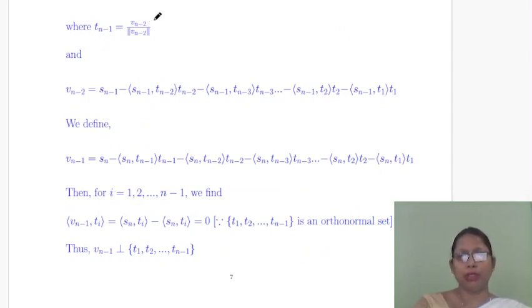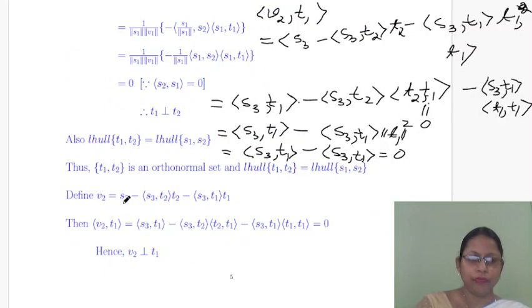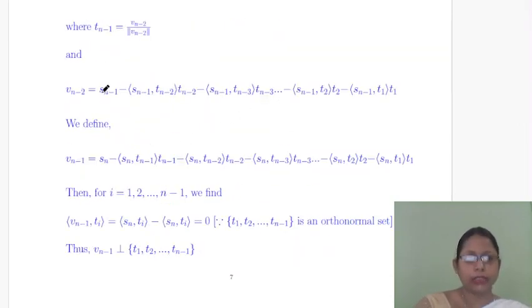Here Tn minus 1 is equal to Vn minus 2 divided by the norm of Vn minus 2, where, observing the pattern of defining V2, that is S3 minus inner product of S3 with T2 times T2 minus inner product of S3 with T1 times T1, we define Vn minus 2, that is Sn minus 1 minus inner product of Sn minus 1 with Tn minus 2 times Tn minus 2 minus inner product of Sn minus 1 with Tn minus 3 times Tn minus 3, and so on up to minus inner product of Sn minus 1 with T1 times T1. Next, we define Vn minus 1 as Sn minus inner product of Sn with Tn minus 1 times Tn minus 1, and so on up to minus inner product of Sn with T2 times T2 minus inner product of Sn with T1 times T1.